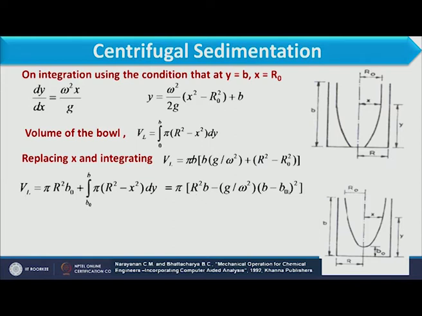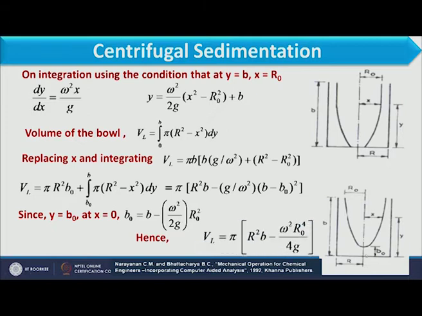Now, here we have another factor, that is b naught. Since at y equal to b naught, x would be 0, from this equation at y equal to b naught, x is 0. From this equation we can find the b naught expression, and by putting this b naught into this, we can calculate the total volume available in this type of container, this type of centrifuge, where volume can be expressed in terms of all known parameters like b, R naught, g, omega, etc. So using this expression we can calculate the volume of the liquid available in the bowl.